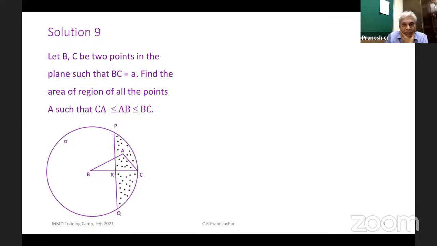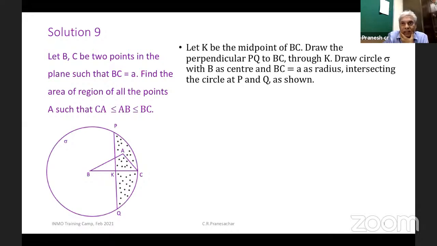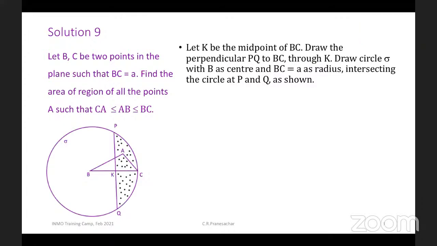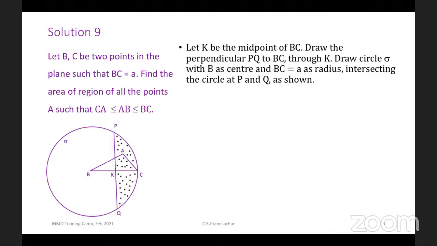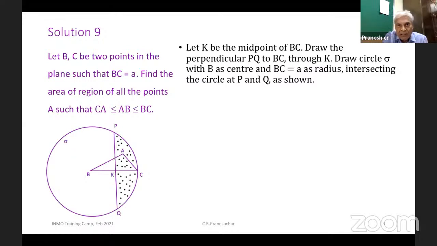So this is the problem. Now we'll draw one perpendicular and one circle. Let K be the midpoint of BC. Draw the perpendicular bisector of BC through K, since K is the midpoint. And also draw a circle with B as center and radius BC equal to a, intersecting the perpendicular bisector at P and Q as shown. You are able to see this figure. We call the circle sigma.